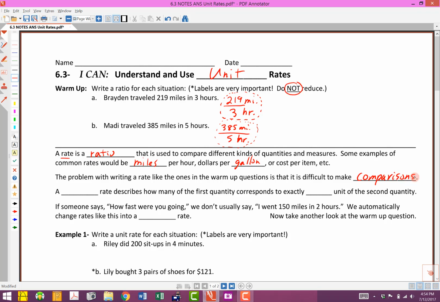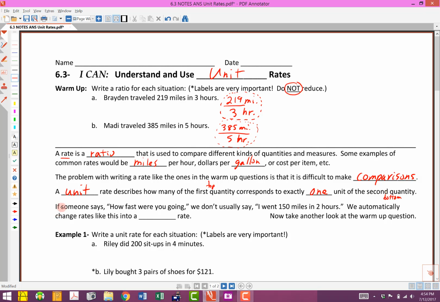Now, what we're going to talk about today is called a unit rate. So let's go ahead and write the word unit right here. A unit rate describes how many of the first quantity, or the thing on the top, corresponds to exactly 1 unit of the second quantity, or the one on the bottom. So I'll say that again. A unit rate describes how many of the first quantity, or whatever we're going to put on the top, corresponds to exactly 1 unit of the second quantity, or the thing that we're going to put on the bottom.